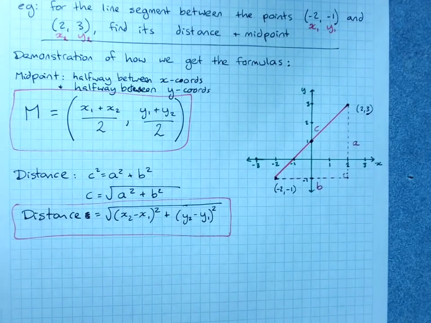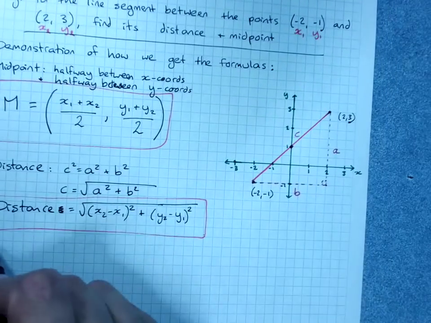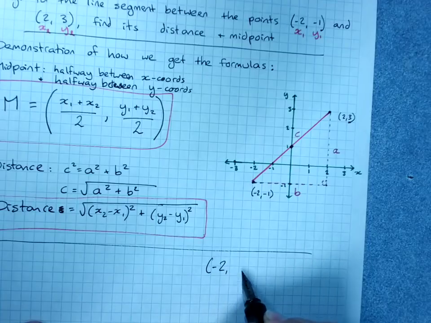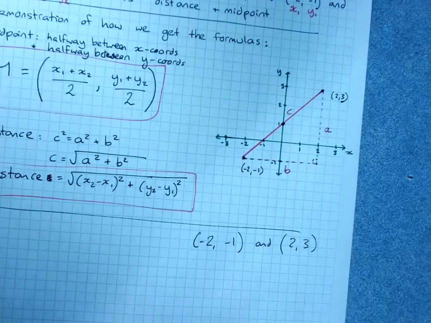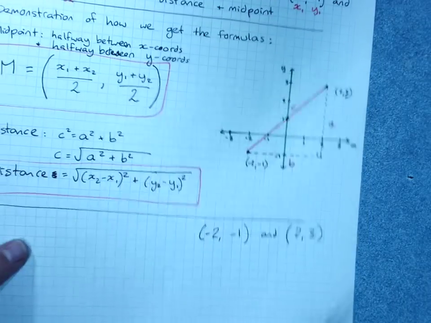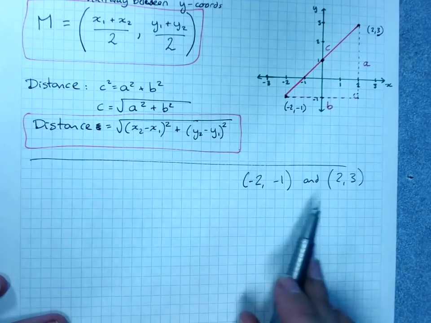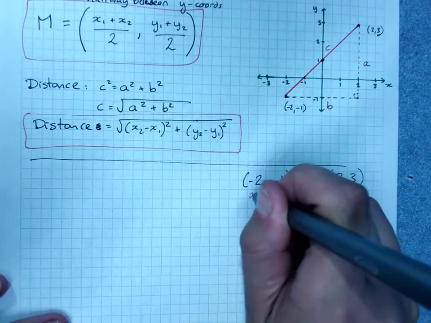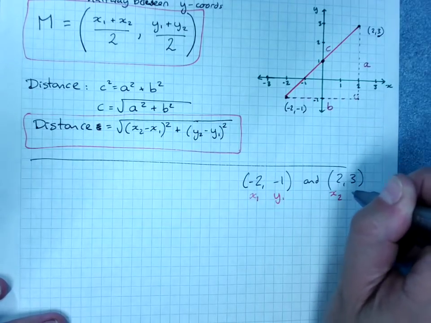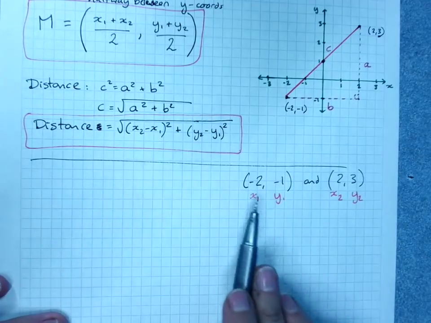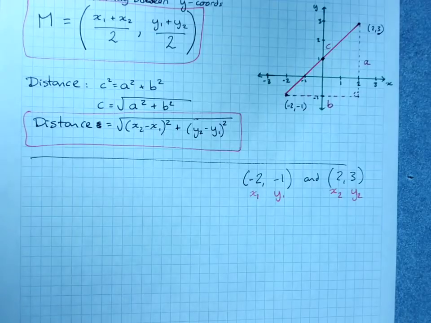Let's use those. Running out of time here. Midpoint, now my points were negative 2, negative 1, and 2, 3. I cannot stress this enough. Don't think, oh, I'm too clever, I'll just read it off. Of course that's x1 and y1, label them. You are likely to screw it up, and I will have no mercy. This is a dead fairy error. Actually write underneath the points, this is x1, y1, this is x2, y2.